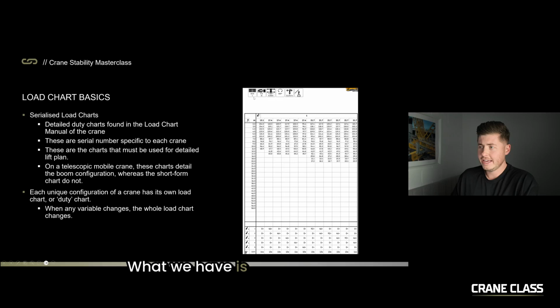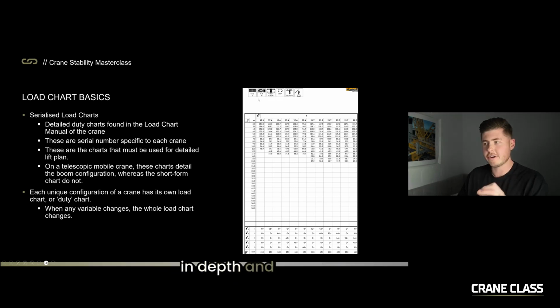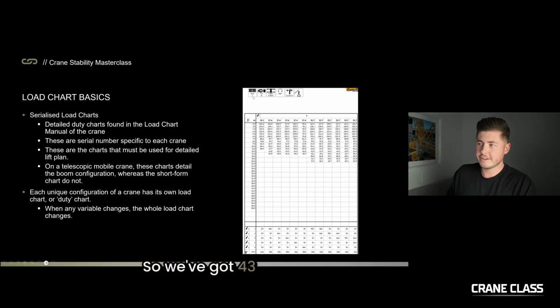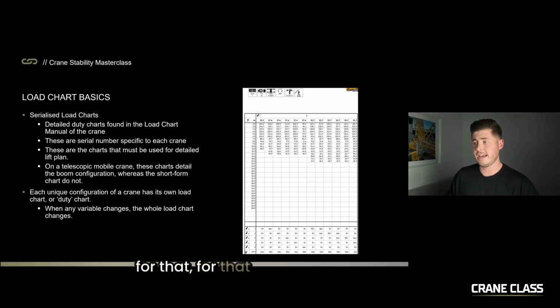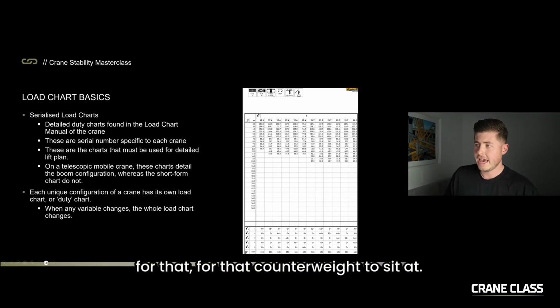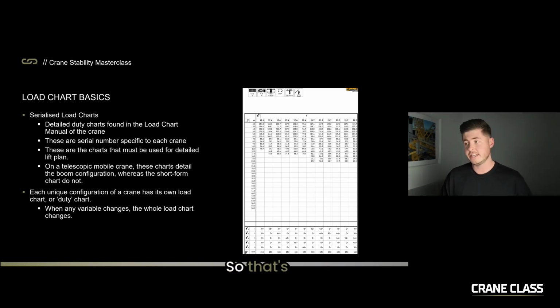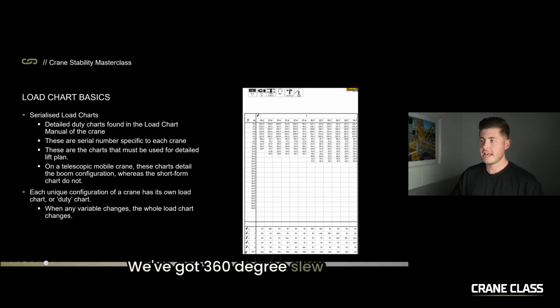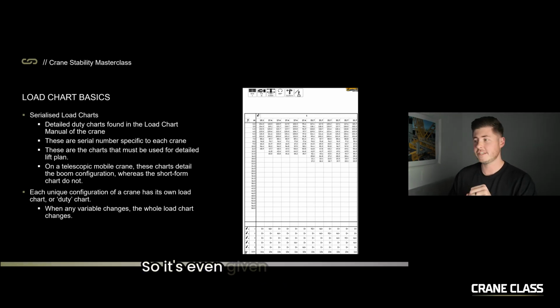Up the top we've got the configurations again, and now they're more in depth and clearer for us. So we've got 43 tonne of counterweight. The counterweight radius is out at 5.6 meters because this crane has two options for where that counterweight sits. Our outrigger span is now listed as 9.3 by 8.3 meters, so that's clear, we're on full outriggers. We've got 360 degree slew, and the chart is for a wind speed of 11.2 meters per second. So it's even given us that here as well.